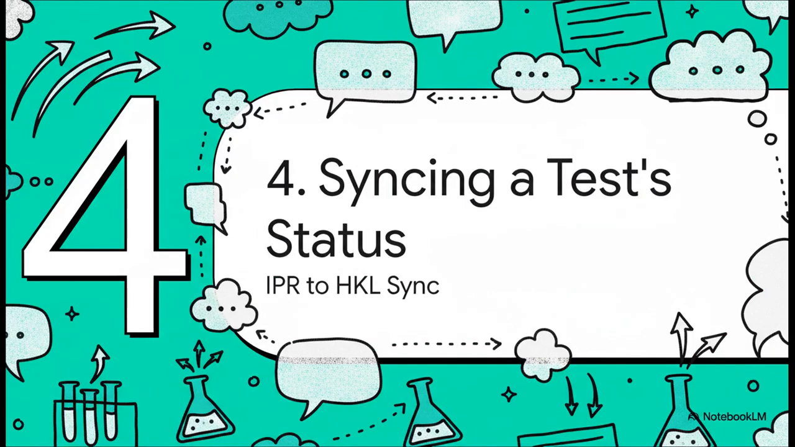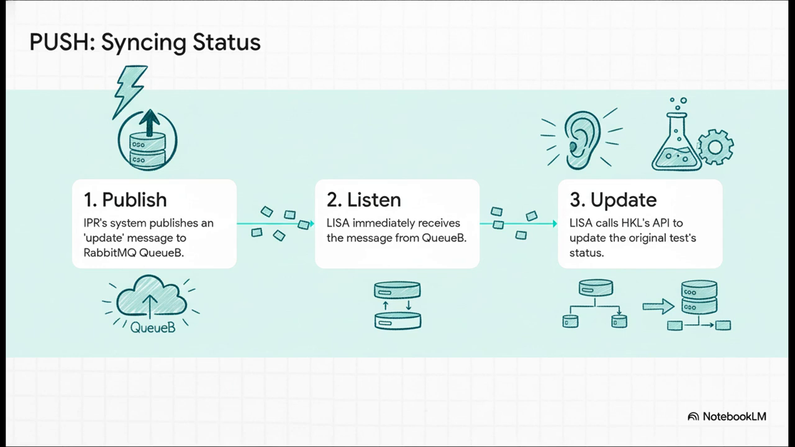Okay, so sending the test is just half the journey, right? What happens when the test is done? How do the results get back? So now let's look at the second critical workflow, getting that status update from IPR back to HKL. And this is just as important because HKL is sitting there waiting, needing to know what's going on with its patient samples. And you're probably not going to be surprised here.